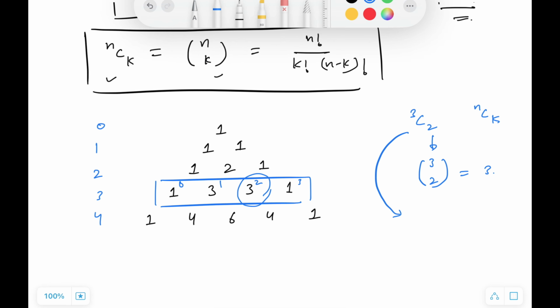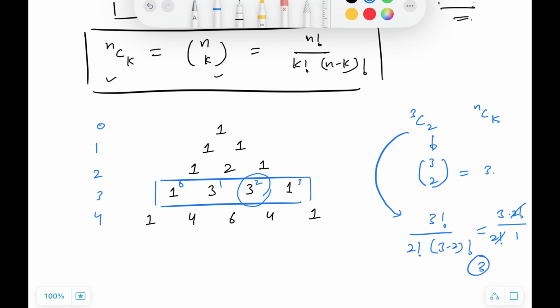But if I try to apply the formula of combinations, it is 3 factorial divided by 2 factorial and 3 minus 2 factorial. 3 factorial is 3 into 2 factorial, divided by 2 factorial, and 3 minus 2 is 1 factorial. 1 factorial is 1. 2 factorial and 2 factorial cancel and it is 3. So the value is 3.